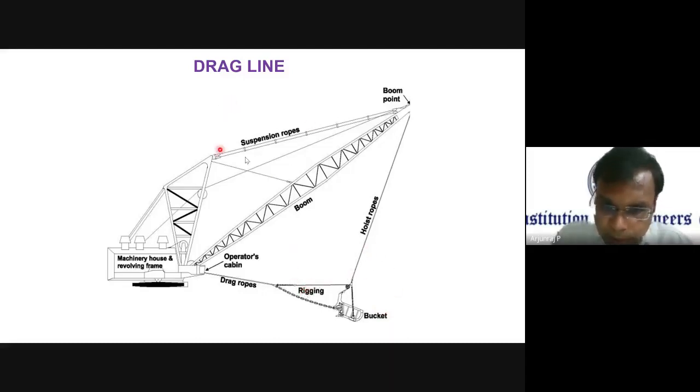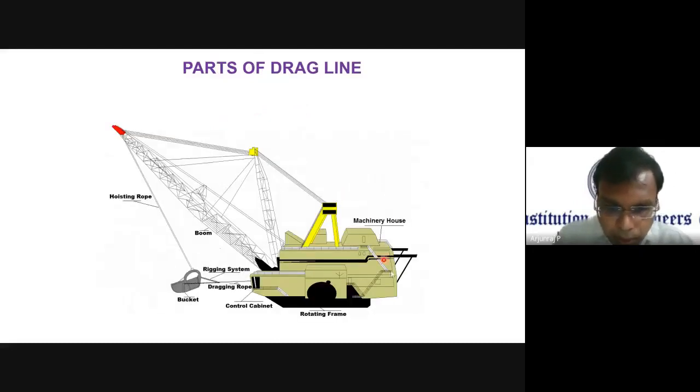And you also have the suspension rope used for the suspension activity. And again, this is a rotating frame, just what I have told for a power shovel. Similar to the power shovel, the equipment called drag line can also be rotated. And according to that, the material can be handled depending upon the place where it needs to be taken.